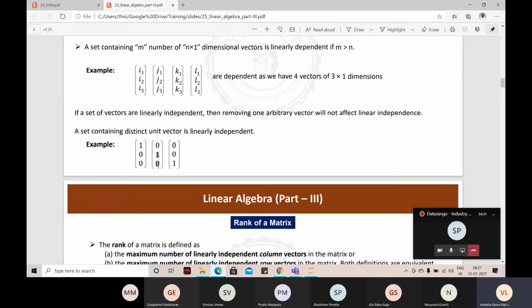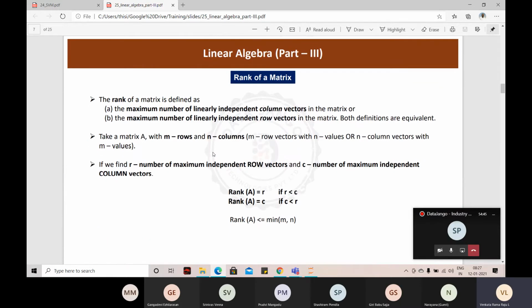This is a unit vector, unit vector, unit vector, because when you calculate the norm, you are getting 1. Square root of 0 square plus 1 square plus 0 square is square root of 1 square, which is 1, or square root of 1 is 1. Like that here also. So now let us understand what is the rank of a matrix.